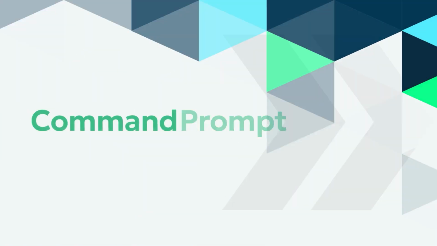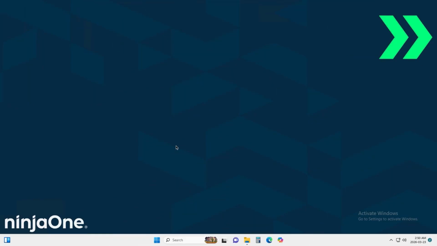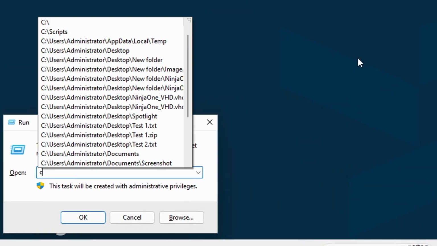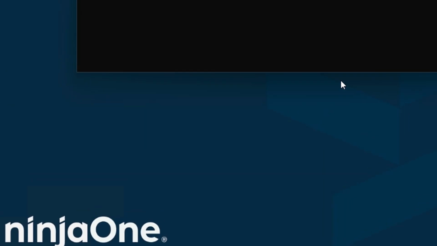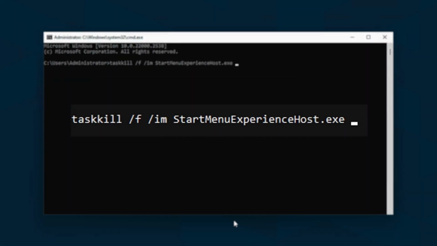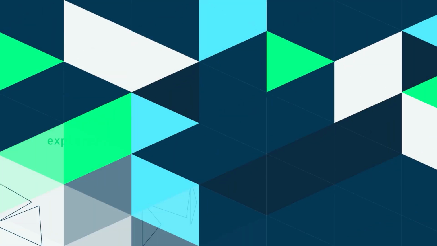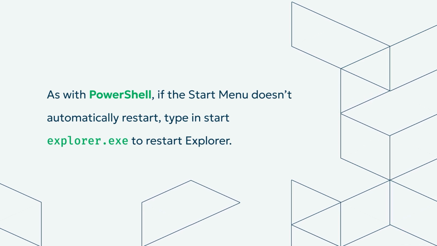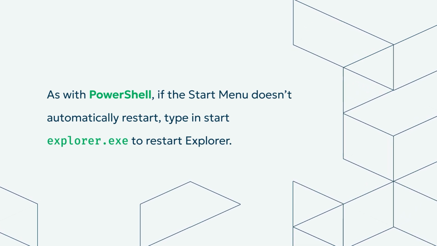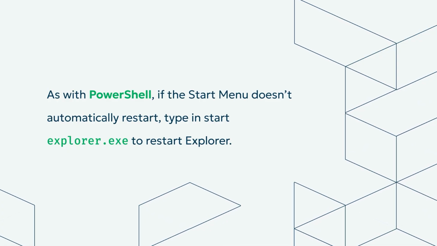Method 3. Command Prompt. Command Prompt is another method that uses a command line approach. Press Windows key plus R, type CMD, and press Enter to open Command Prompt and enter. As with PowerShell, if the Start menu doesn't automatically restart, type in start explorer.exe to restart Explorer.